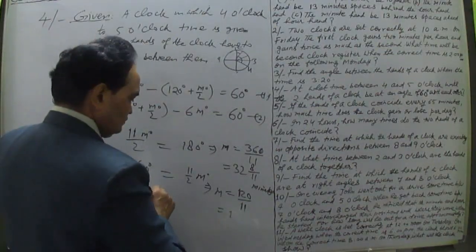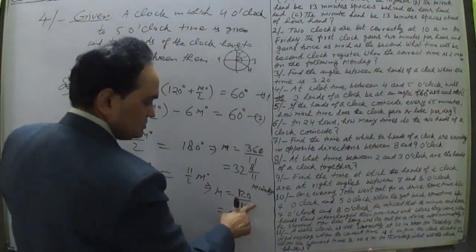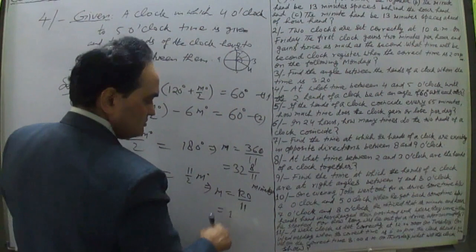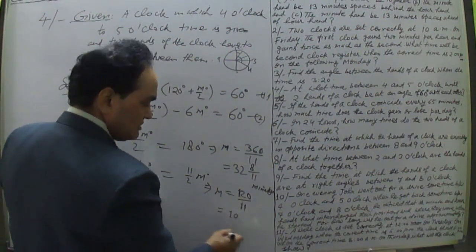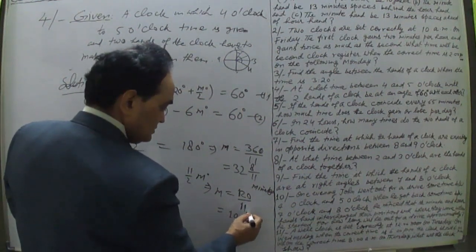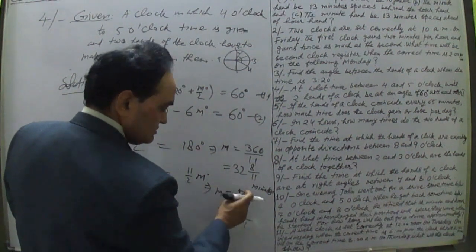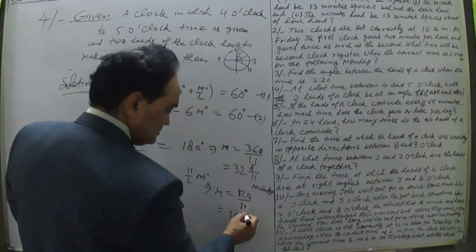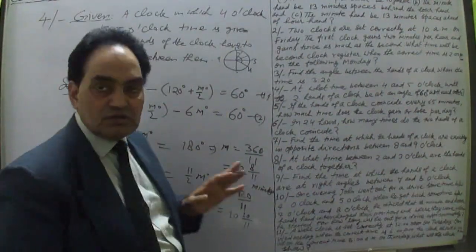Here 2 6s are 12, and this is upon 11. So 120 degree upon 11: 10 times 11 is 110, and 10 is the remainder. I mean, this is 10 upon 11. 10 times 11 is 110, and 120 minus 110 is 10. 10 is the remainder value upon 11, so 10 and 10 upon 11.